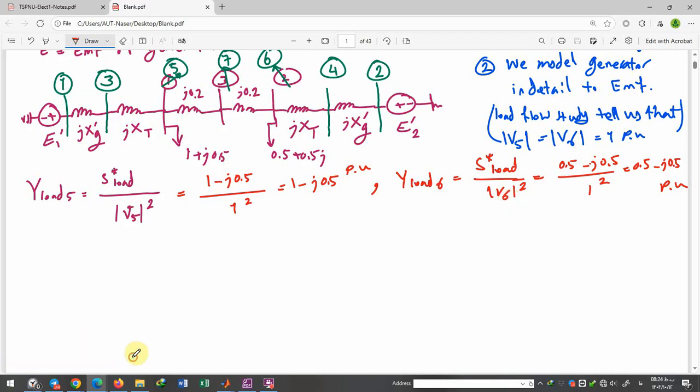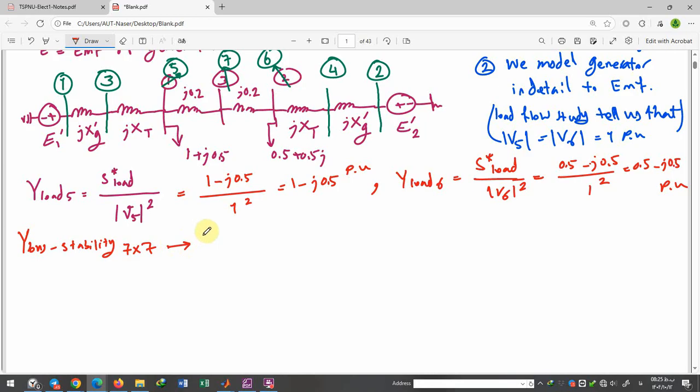So after finishing the calculation of Y of loads in bus number 5 and number 6, we have to calculate Y bus used for stability. The dimension of Y bus used for stability is 7 by 7, and we calculate the Y bus stability in each array.